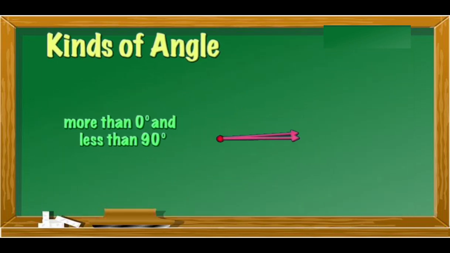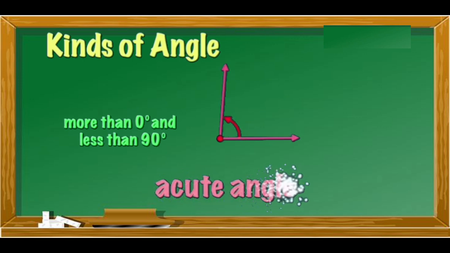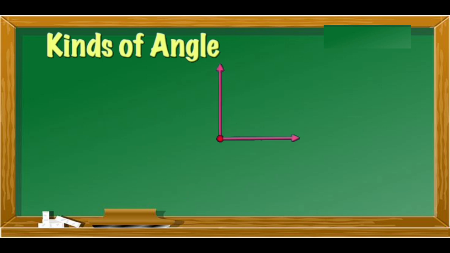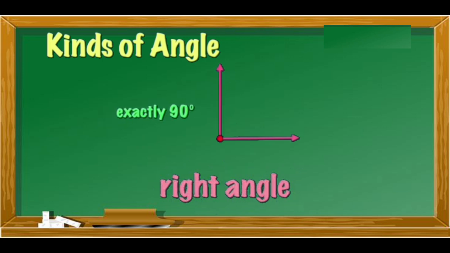An angle that measures more than 0 degrees and less than 90 degrees is called an acute angle. If the opening of an angle is exactly 90 degrees, then it is called a right angle. It is usually denoted by a small square within its opening.